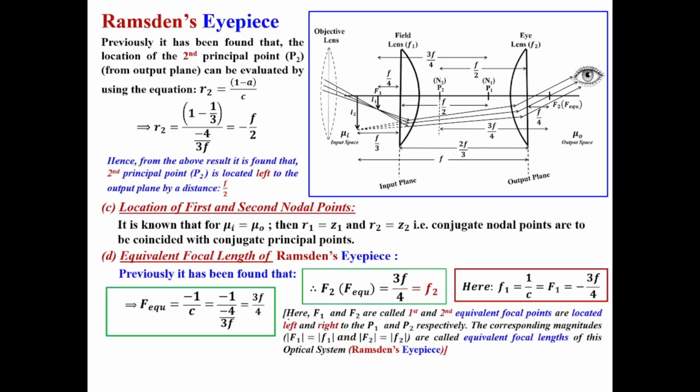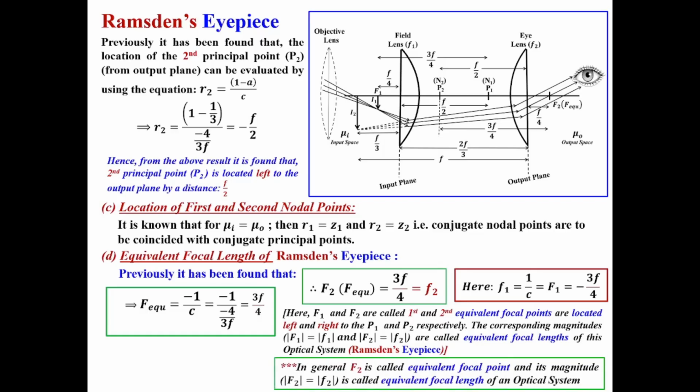Okay. Here, F1 and F2 are called the first and second equivalent focal points, located left and right to the first and second principal points respectively. The corresponding magnitudes are called the equivalent focal lengths of this optical system, the Ramsden eyepiece. What I told is most important, I have given a star to it. In general, F2 is called the equivalent focal length, and its magnitude is called the equivalent focal length of an optical system. You just remember these things in your mind.